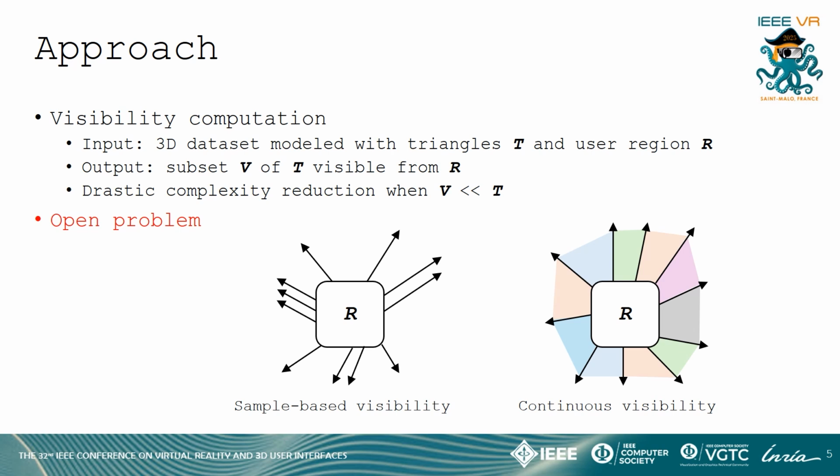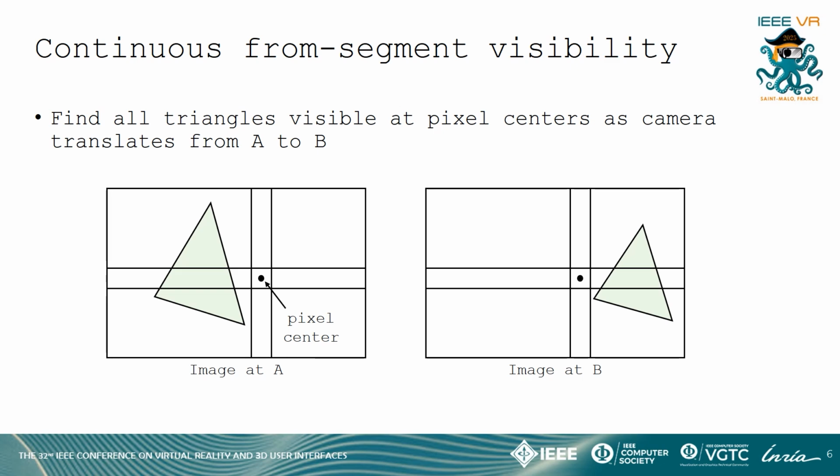The other approach, the fundamental approach to visibility, is to compute visibility continuously over the space of visibility rays. Here the space of visibility rays is partitioned into subsets, and then visibility is analyzed continuously on each one of the subsets. So our approach is to compute visibility along a camera segment and to do so continuously. Our goal is to find all the triangles that are visible at the pixel centers when a camera translates from a point A to point B.